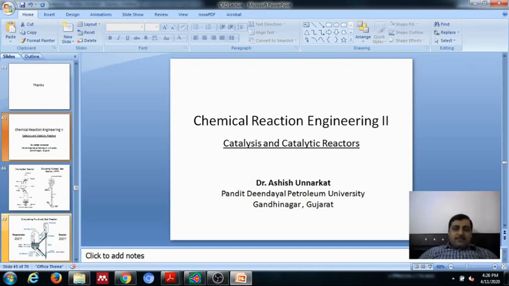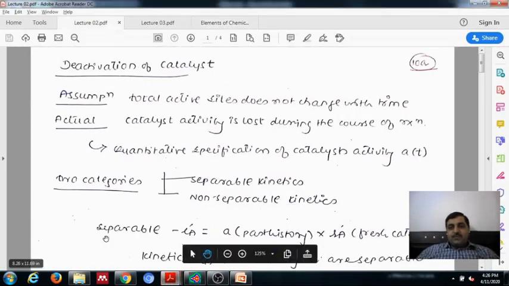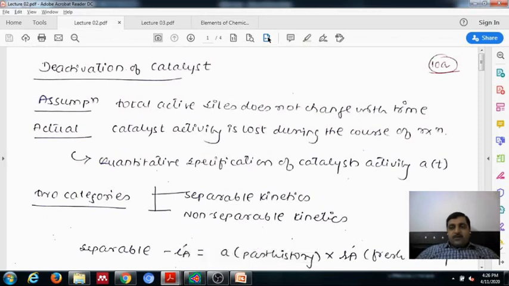Today we are going a step ahead, where we are going to discuss the deactivation of the catalyst. I've shared these notes with you, which are also extracted from the book by Fogler. Now, deactivation is a very well-known fact: nothing is mortal in this universe, and so is the catalyst. For any catalyst we have discussed so far, we have always made a single assumption, that the total active sites do not change with time, and that is why we have never discussed deactivation.